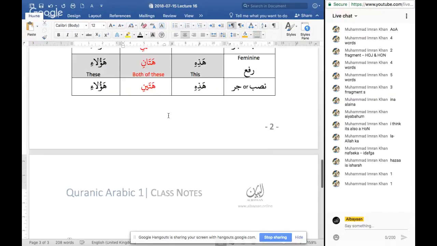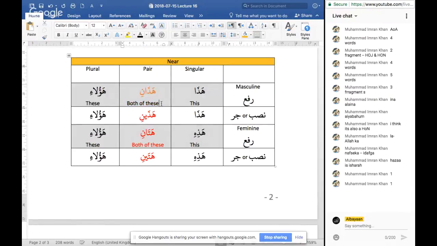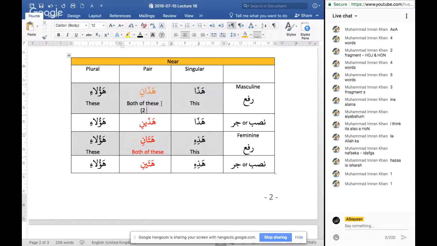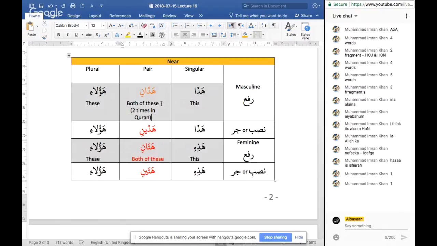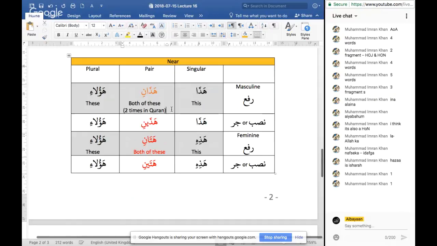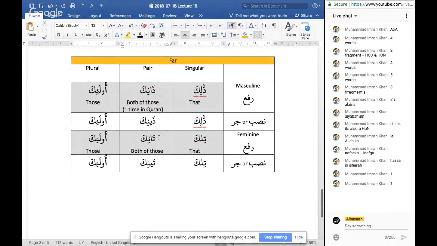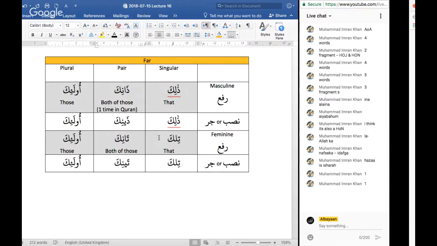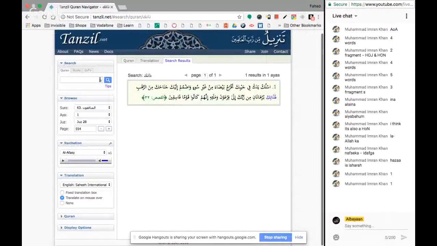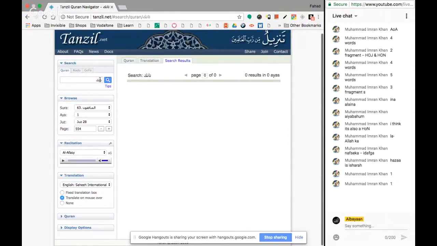One time in Quran is Zalika, and these Hazani was two times in Quran. Two times in Quran. Okay? Just so you have that. Then let's look at the tanika. Tanika is not used. It's not used in the Quran, right?